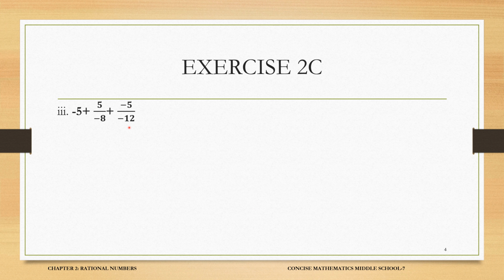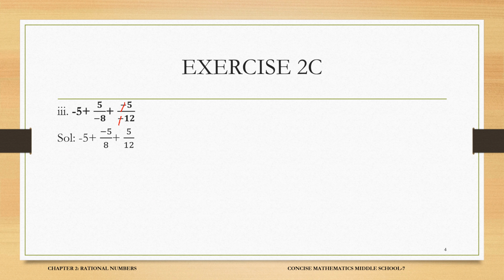Here, this is not in a standard rational form. Just change it into standard rational form. So for that, I'm just getting this minus in the denominator to the numerator. That becomes minus 5 by 8. And here I have cancelled both the minus signs and it becomes plus.